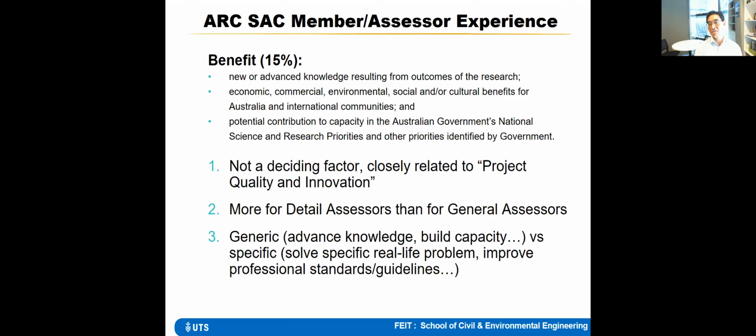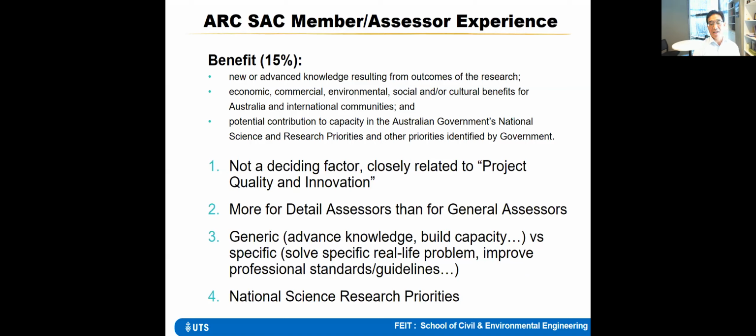So this kind of thing, detail assessors always like to read. Of course, you have to back it up with real evidence. My general feeling is that general assessors, or the so-called SAC members, don't necessarily pay too much attention to this part.